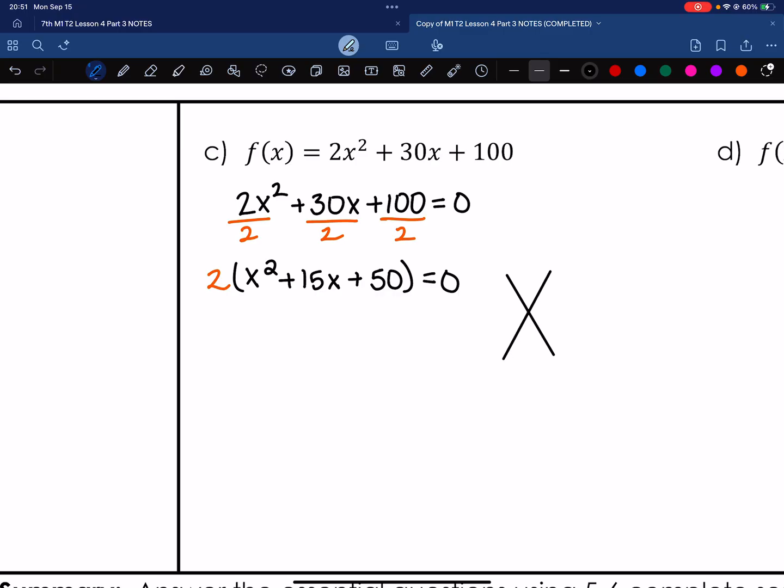Okay, so we want to multiply to get the last number, add to get the middle number. And so what can we multiply to get 50 and add to get 15? That is going to be a 10 and a 5. So when we write this out, that 2 gets hanging out in the front. We know we're going to have x and x, and we have plus 10 plus 5. And this is our factored form. So let's make a note of that.